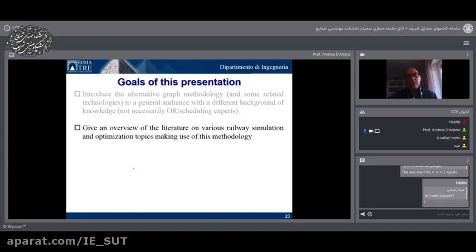In this second part of my presentation, I will discuss the literature. I will try to give you an overview of the literature on some topics in the railway field. Okay, going from simulation to optimization topics, in which the alternative graph methodology is used.